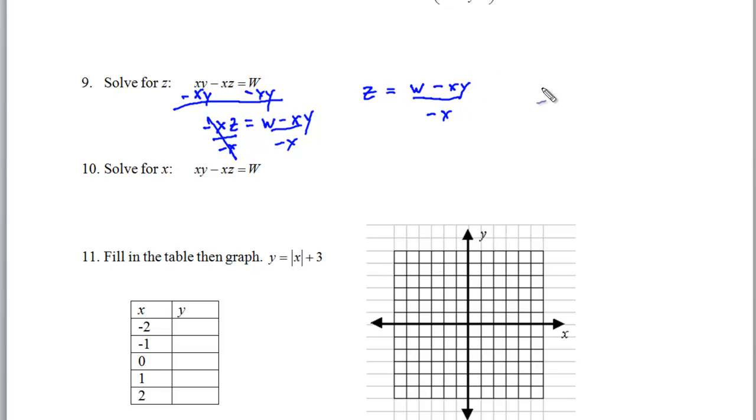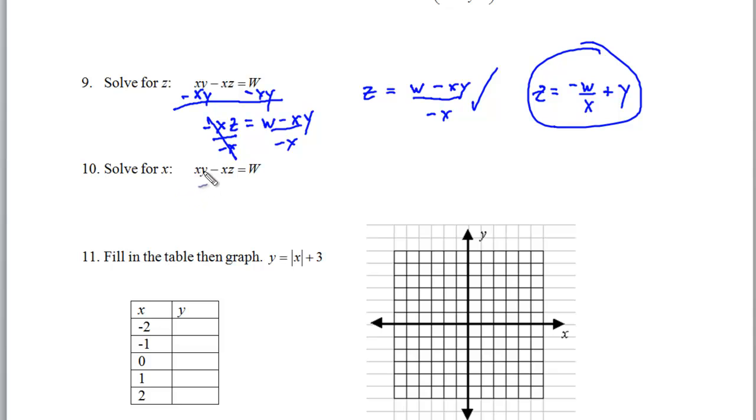But if you wanted to take this to an A plus level, you would have a negative w over x because you would have w divided by negative x, and then this would be positive y, because negative x divided by negative x is a positive 1. So this is an alternative answer, but this one is acceptable for the first exam.